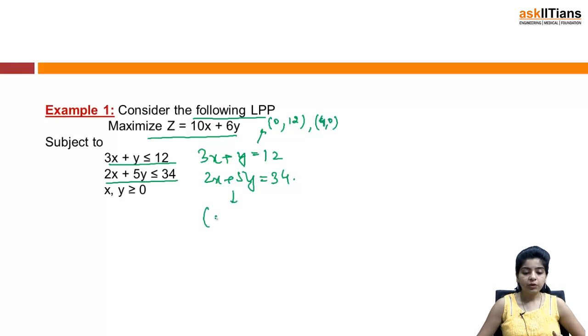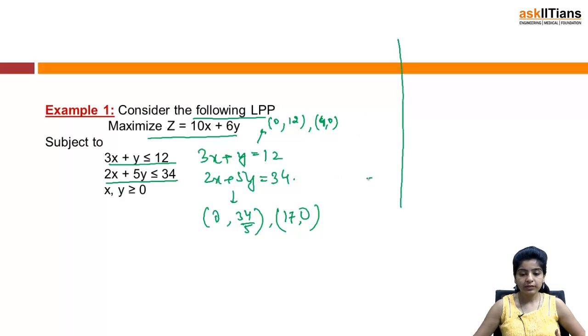Similarly in this, put your x as 0 and you get 34 by 5, then put your y as 0 and you get 17, right? So these are the points that we obtain. Now we'll draw the graph.